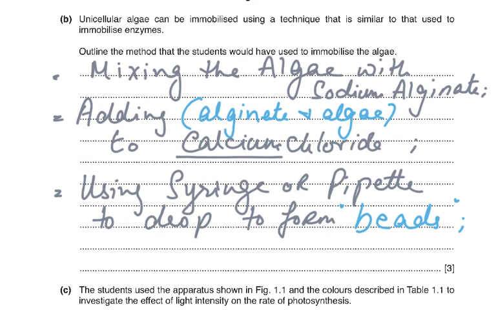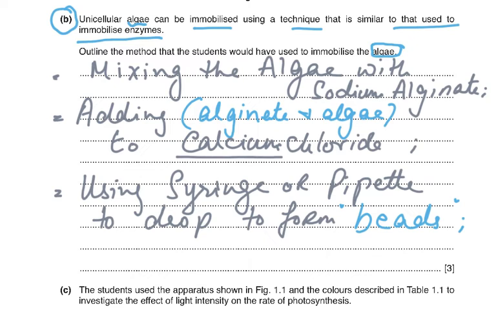The B part of the question says unicellular algae, you know, are unicellular plants, can be immobilized using a technique that is similar to that used to immobilize enzymes. Outline the method that the students could have used to immobilize the algae. Now it's very simple. Mixing the algae with sodium alginate, adding the alginate and algae to calcium chloride, and using a syringe or a pipette to drop to form the beads or the balls which they have mentioned.